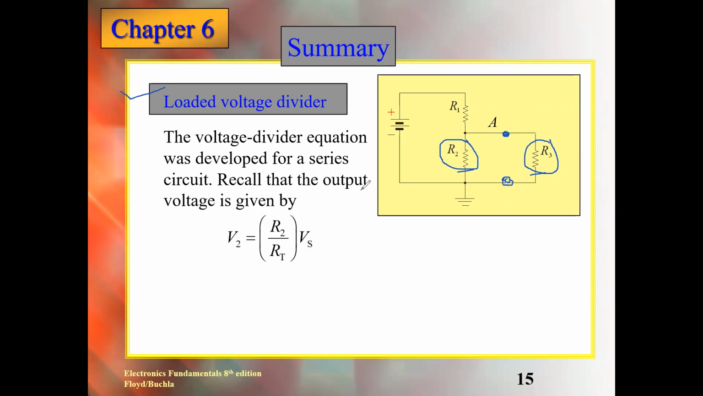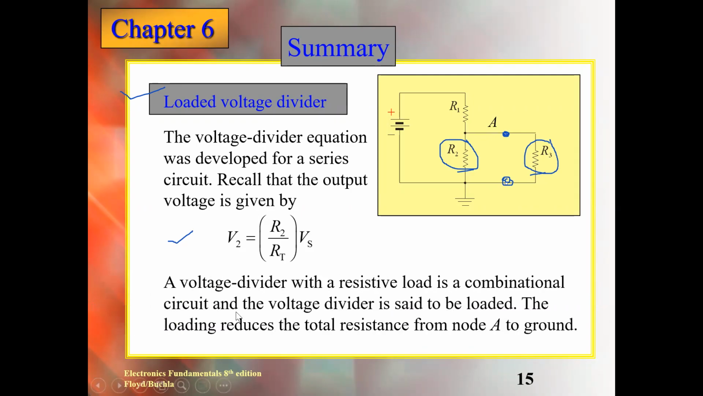So what is a loaded voltage divider? First, they are saying the voltage divider equation was developed for the series circuit. Yes, we know this series one. But a voltage divider with a resistive load is a combinational circuit, because once we connect this load, this extra resistance R3, the circuit becomes a combinational circuit, and the voltage divider is said to be loaded. Before, that was a voltage divider. Now, because R3 is connected, and let's say R3 is a load, this is a combination circuit.